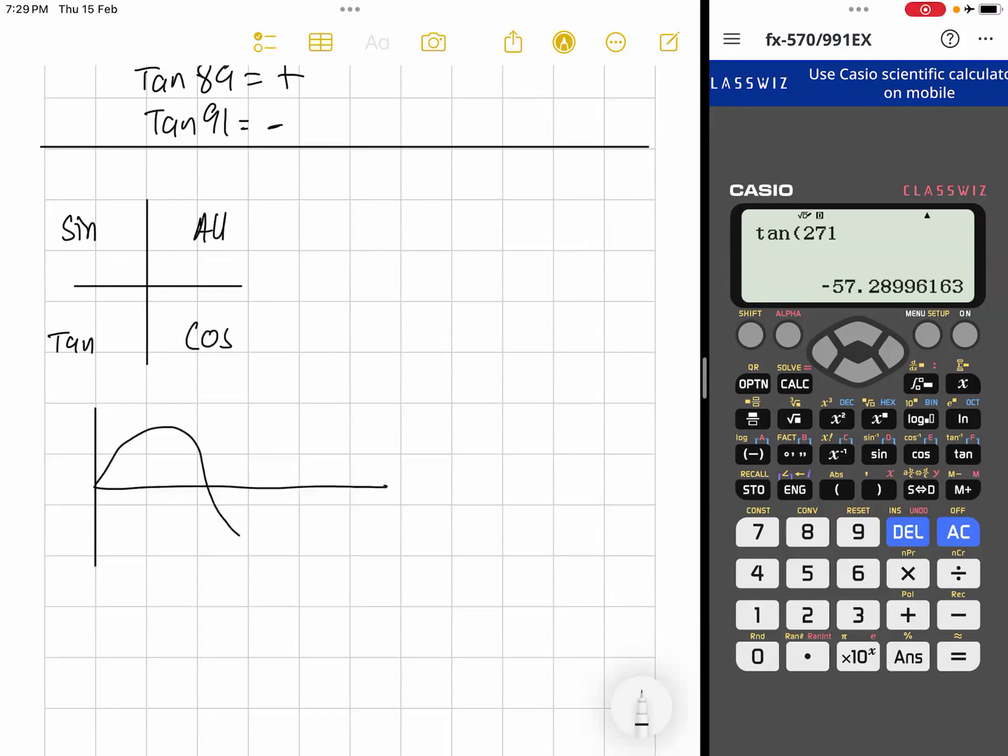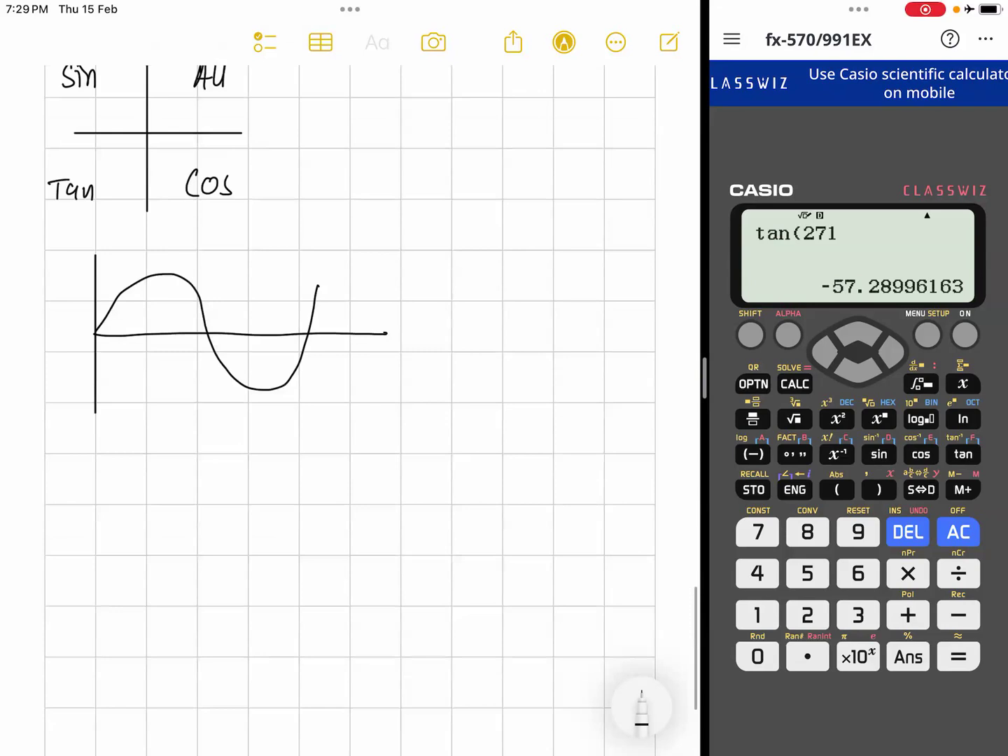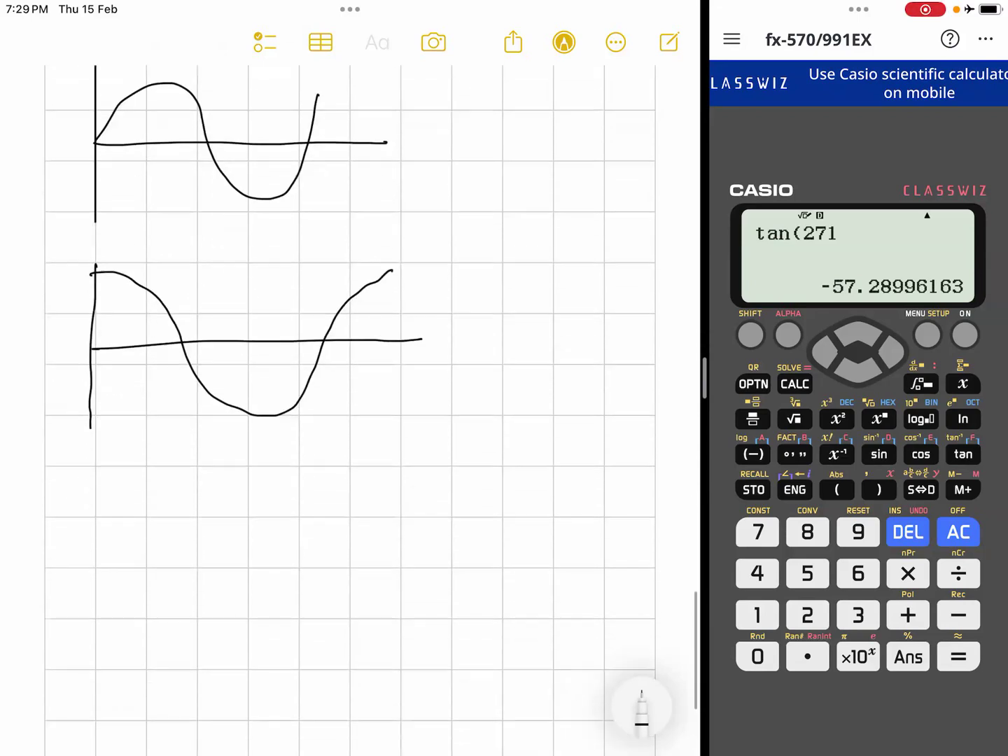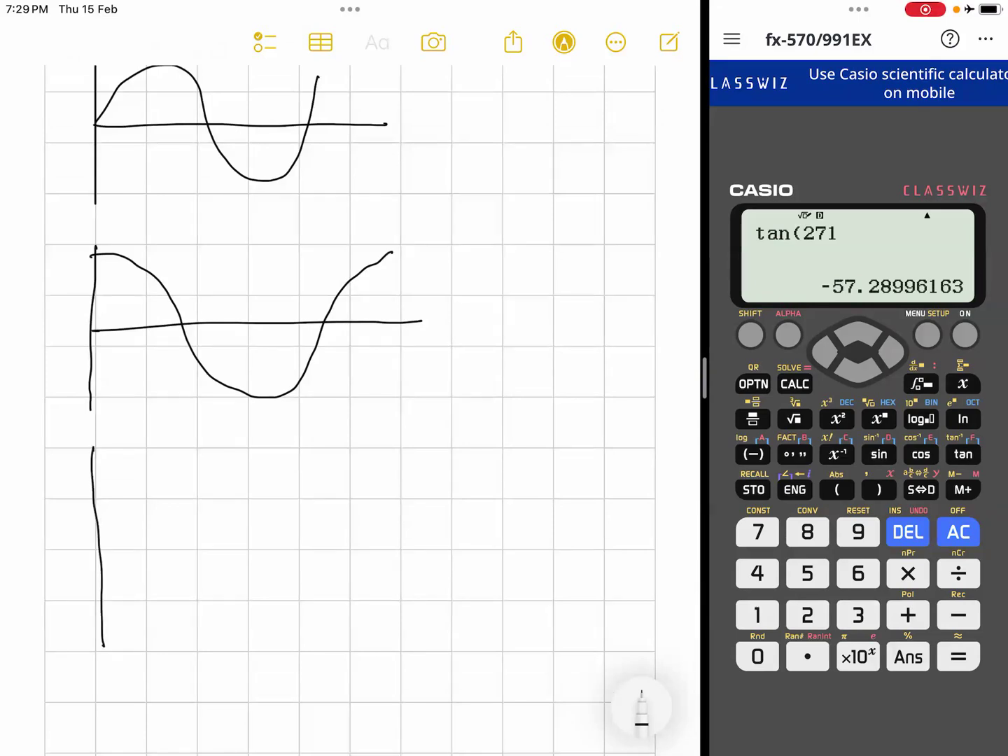Sine graph is something like this, yes or no? Then you have to memorize the pattern of the cos graph. And cos graph कैसा था? कुछ ऐसा था ना? And then you have to memorize the pattern of the tangent graph. So tangent graph कुछ ऐसा था. So this is sine, this is cos, and this is tangent graph. Understood, everybody? Any problems so far?